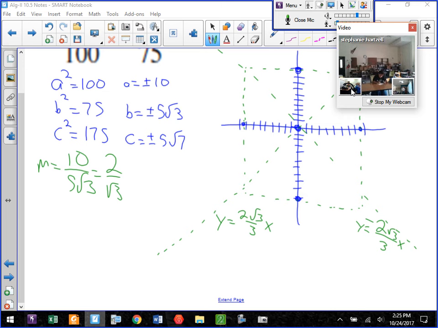That's awesome. So now, last thing is apply your C value, 175. 175 is bigger than what? 169 and 196.